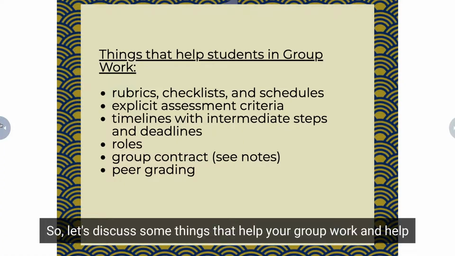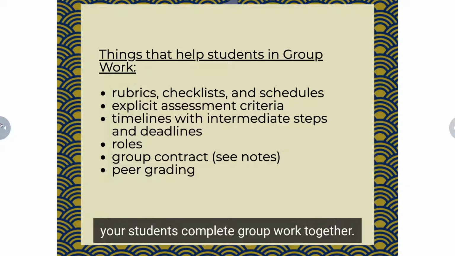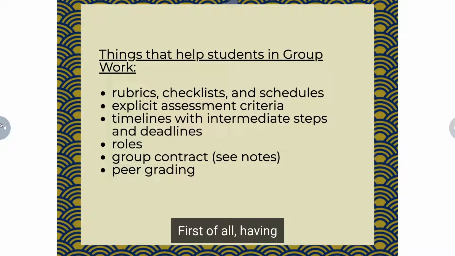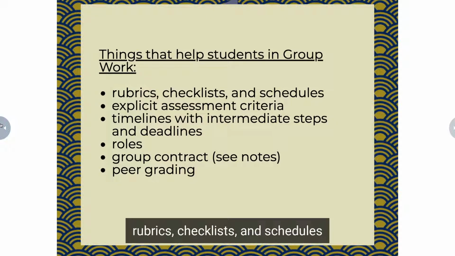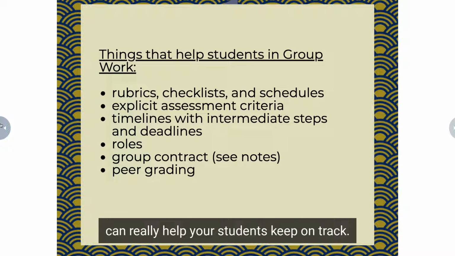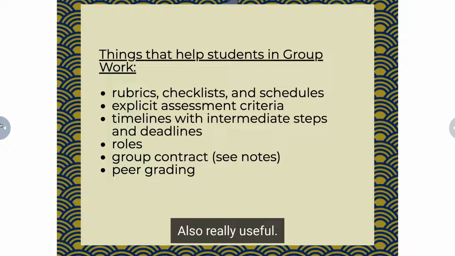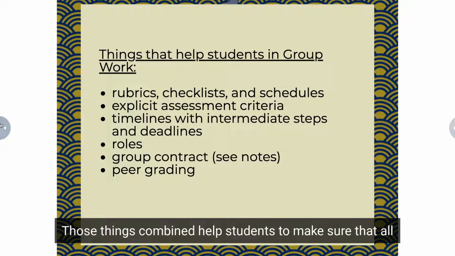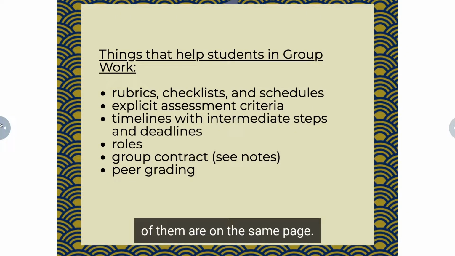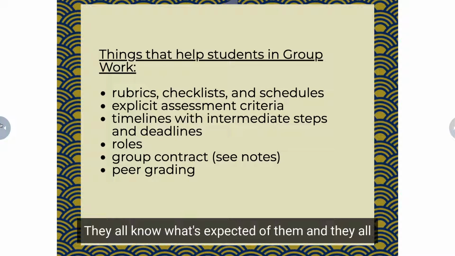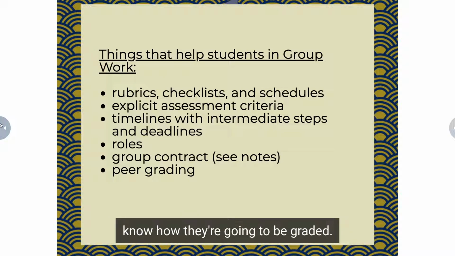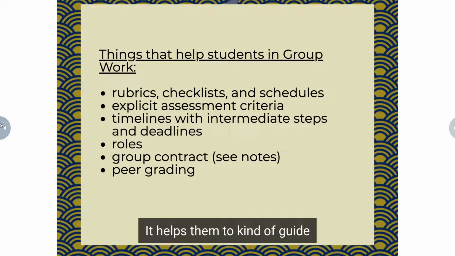So let's discuss some things that help your group work and help your students complete group work together. First of all, having rubrics, checklists, and schedules can really help your students keep on track. And then, of course, having explicit assessment criteria is also really useful. Those things combined help students make sure that all of them are on the same page, they all know what's expected of them, and they all know how they're going to be graded. It helps them to kind of guide each other as group members.